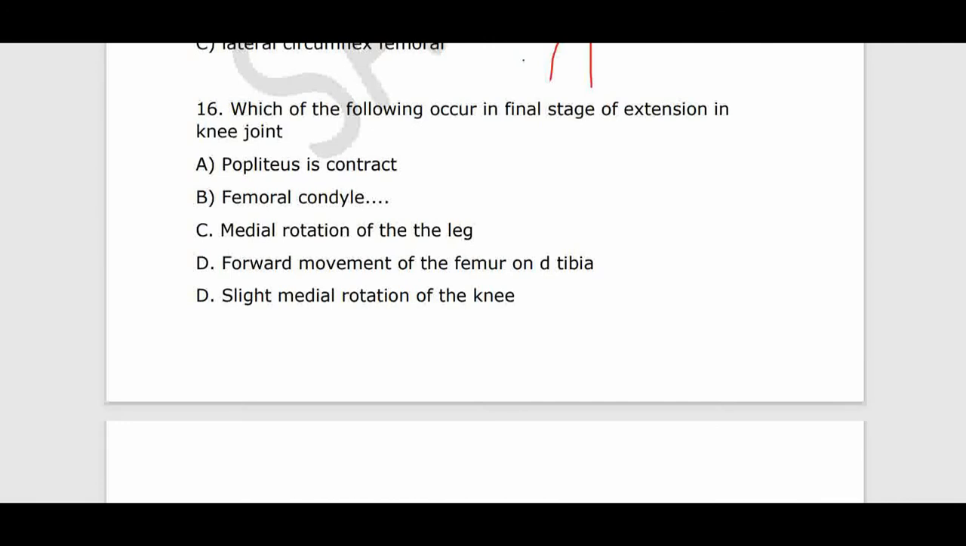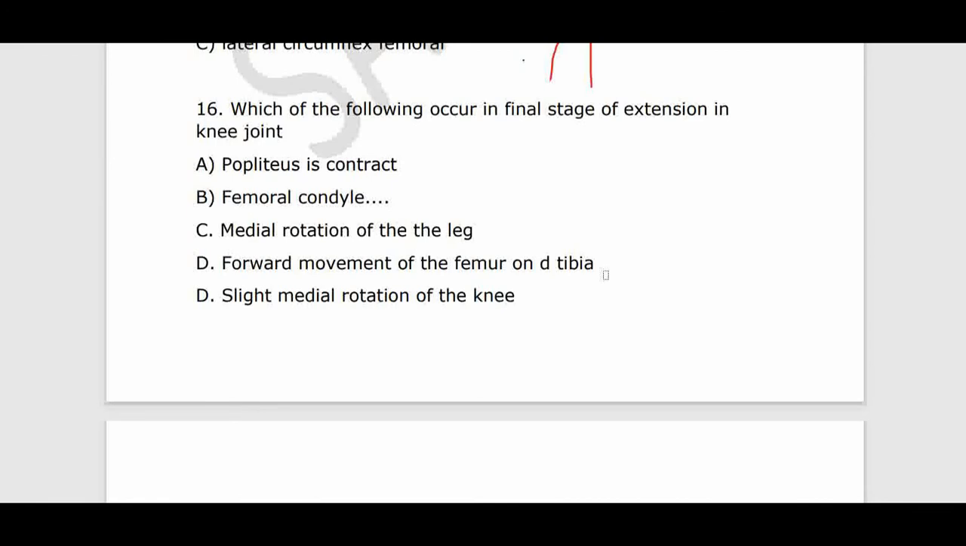So if you understand that, then we can try looking at the answer. It's likely we will not get an answer because the options are not complete. But the contraction of the popliteus is to unlock the knee. Okay, so here's a femoral condyle, no completion. Medial rotation of the leg, no. There should be lateral rotation to lock up. Forward movement of the femur on the tibia, no. There should be backward or medial rotation of the femur. That is what should happen in locking.